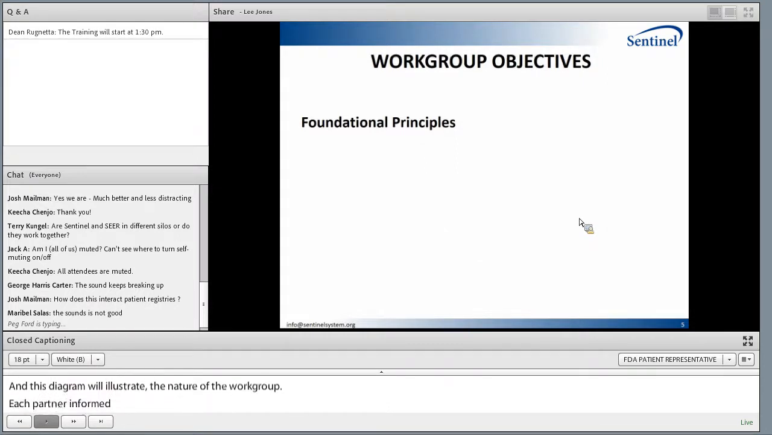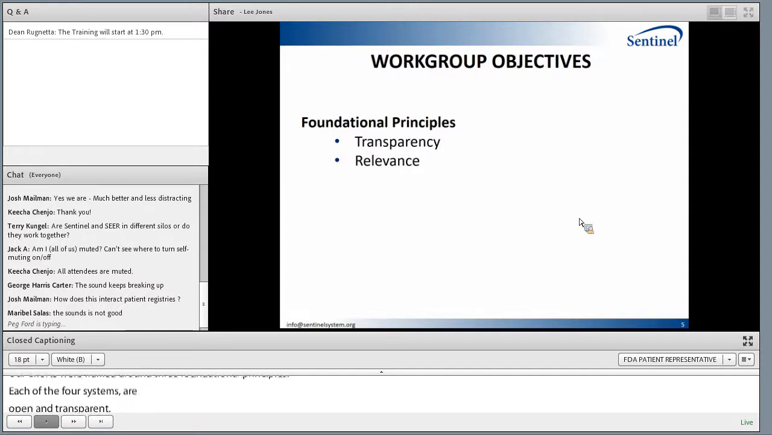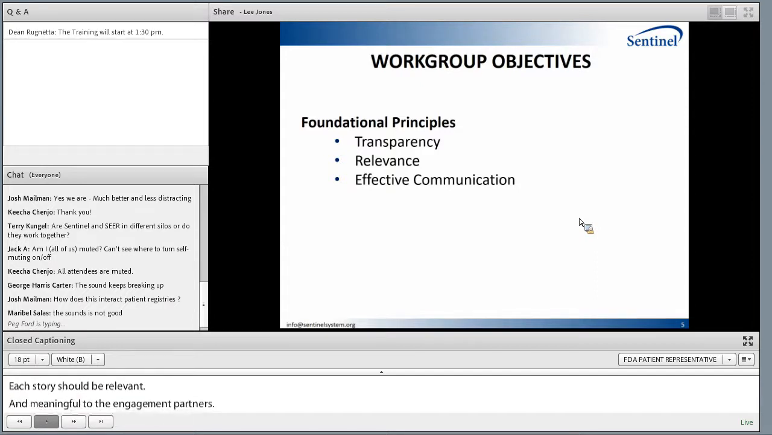Our efforts were framed around 3 foundational principles. Each of the 4 Sentinel System stories are open and transparent about the Sentinel System's purpose, capabilities, and successes. Each story is relevant and meaningful to the respective engagement partner. And the specific narratives, as well as dissemination channels, must be effective and understandable for each audience.